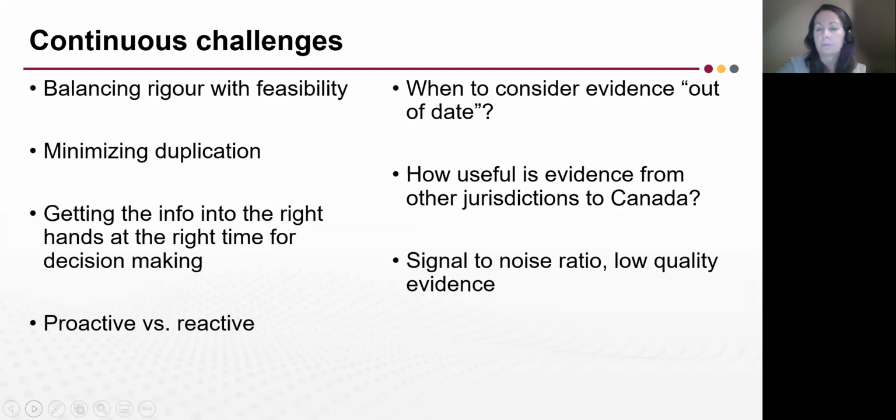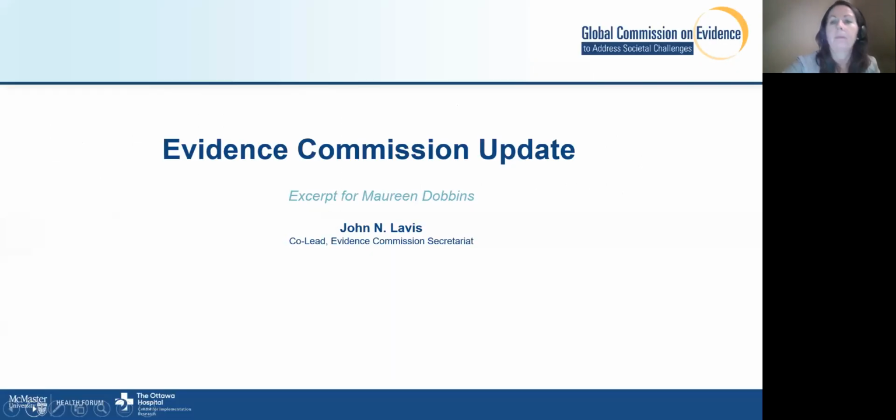We've also been thinking about how useful is the evidence from other jurisdictions to Canada. So really that local applicability has been really important in terms of what evidence to focus on looking at. And then, as many of us will have encountered, the signal to noise ratio, low quality evidence. How can we make sure that we have our decision makers accessing the best evidence being collected?